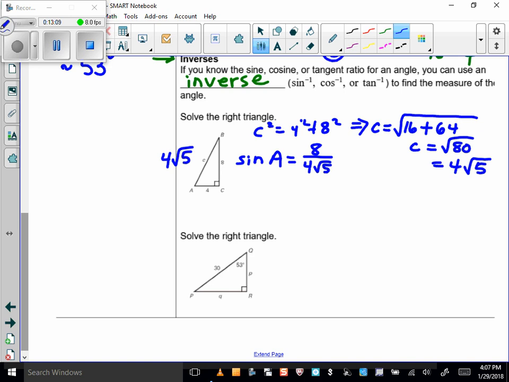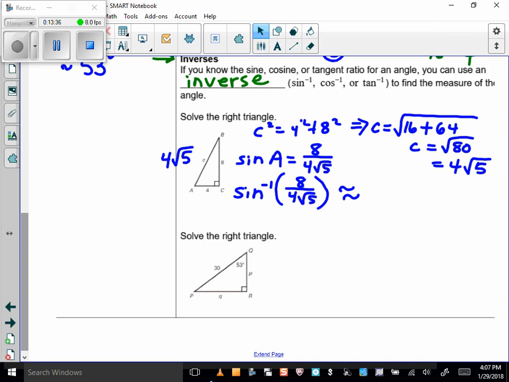What I do have to do to find the measure of angle A is take the inverse sine of 8 over 4 times the square root of 5. And it's okay, since we're going to punch it in, that we don't simplify that. But we're going to have to round this off because it's going to give us a decimal. So let's round it off to the nearest tenth. So I'm going to do inverse sine of 8 divided by 4 times the square root of 5.